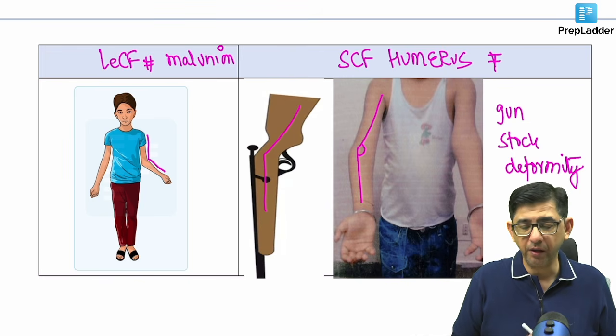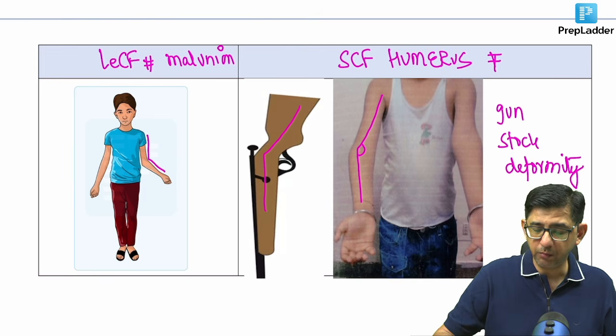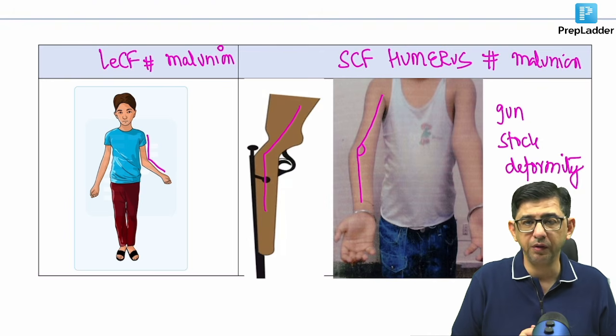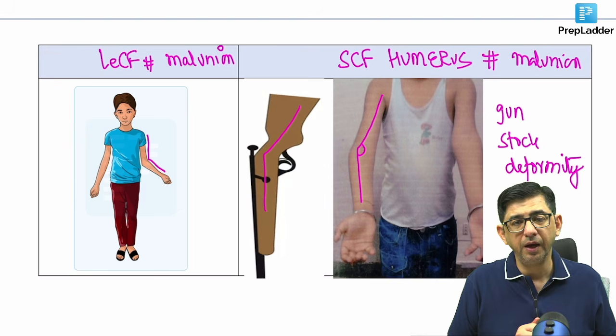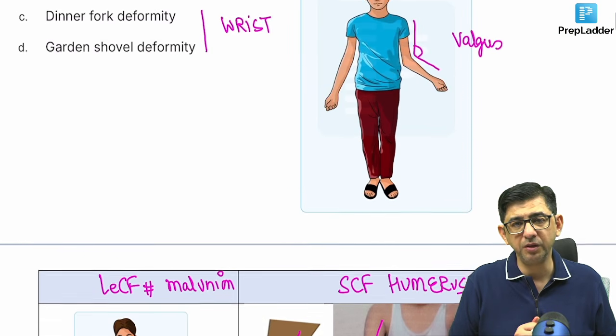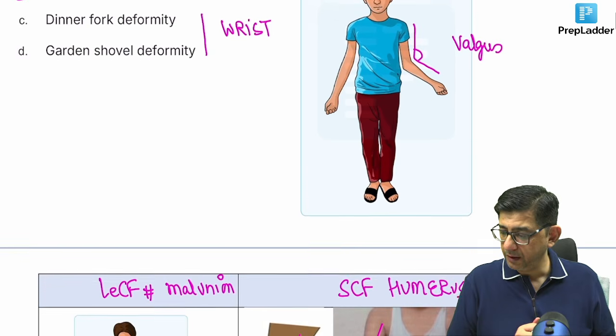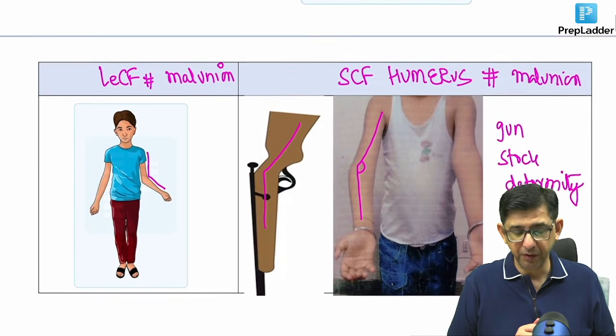But in a supracondylar fracture of the humerus, if there is a malunion, the manifestation is obviously because of malunion. The implication would be that the forearm is either going outward or coming inward, so the differences would be present. And as you can see in the image now, once again the answer to question 11 is option B. Tardy means after a couple of years.